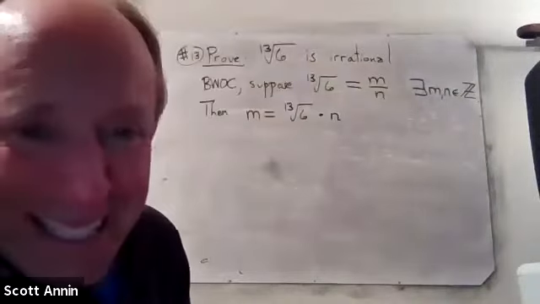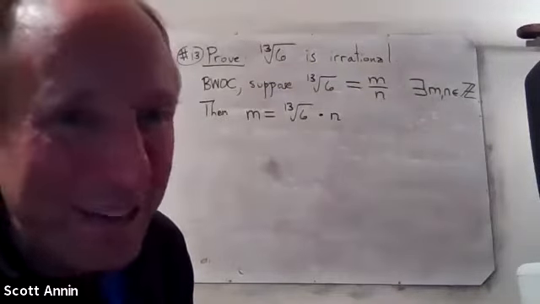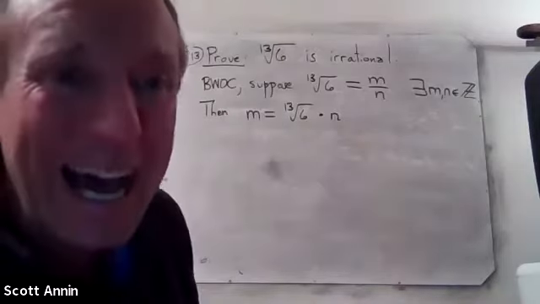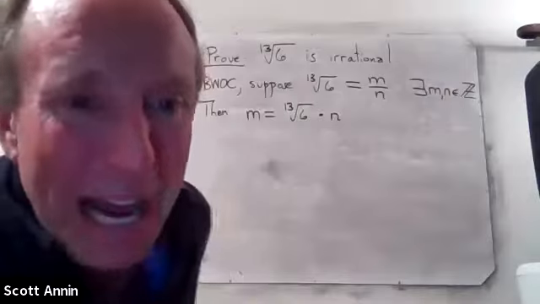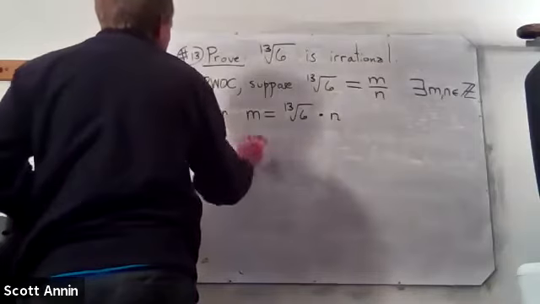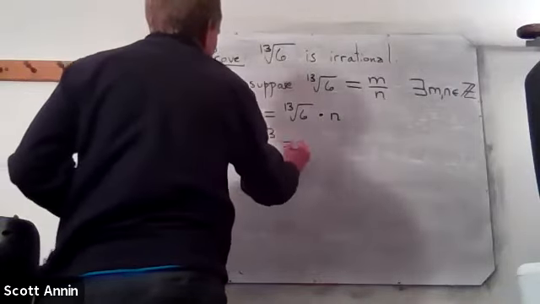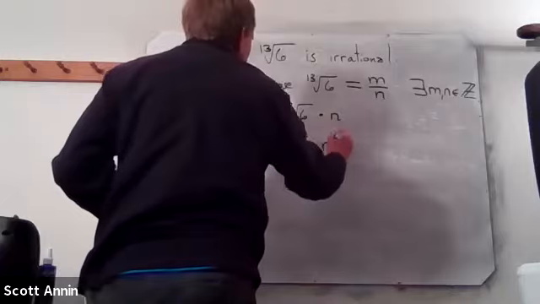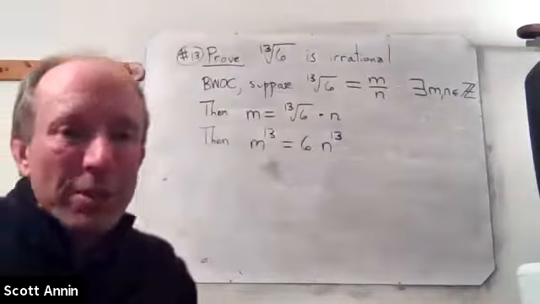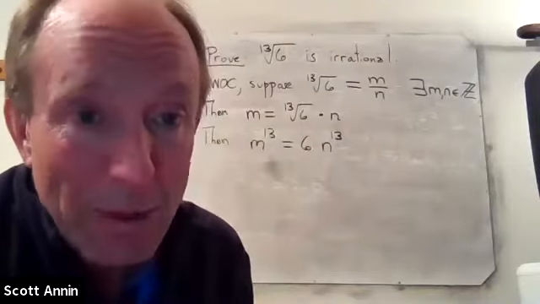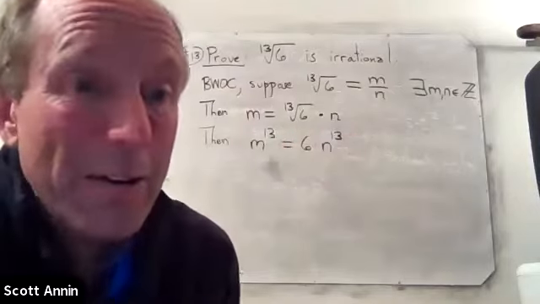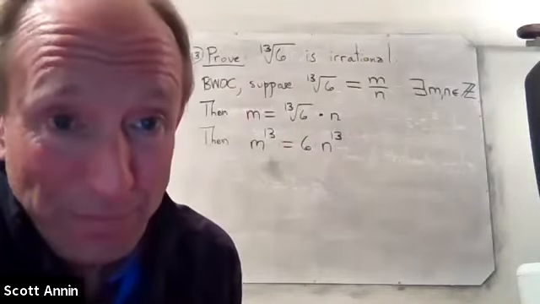And just to make this a number theory problem, we don't want to have anything except integers in here. So I'm going to actually raise both sides to the 13th power. So then we would get m to the 13th is equal to 6 times n to the 13th. So this is the idea, to get rid of the radicals and get rid of the fractions. Now we have an equation that fully involves integers.